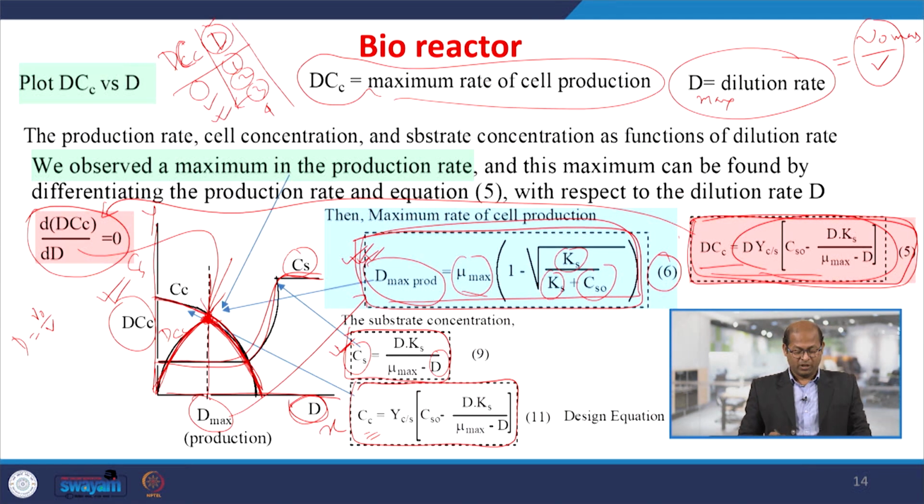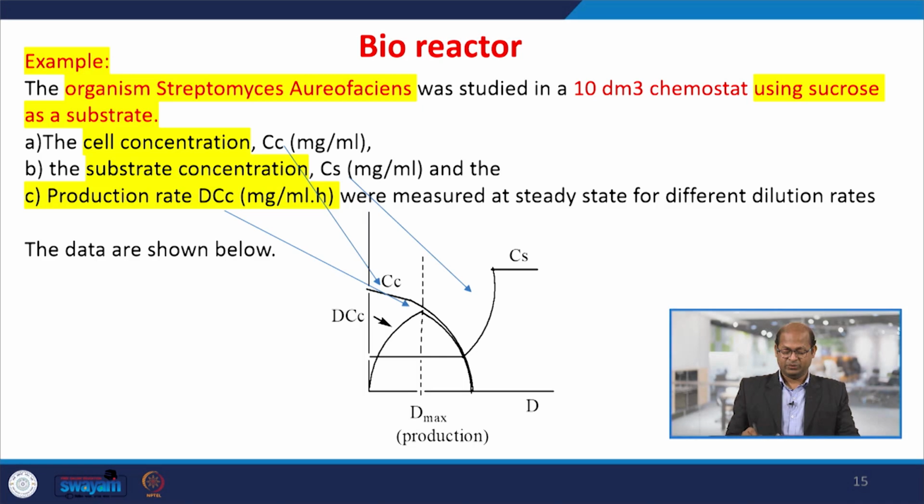So, if we plot using equation 11, if we know at a particular dilution rate what would be the cell concentration, putting all other known components, then if we plot Cc and d, it is like this. So, if we increase the dilution rate d, then the cell concentration inside the reactor will gradually decrease. Okay. So, we have discussed different equations for how we can find out the different cell concentrations and substrate concentrations.